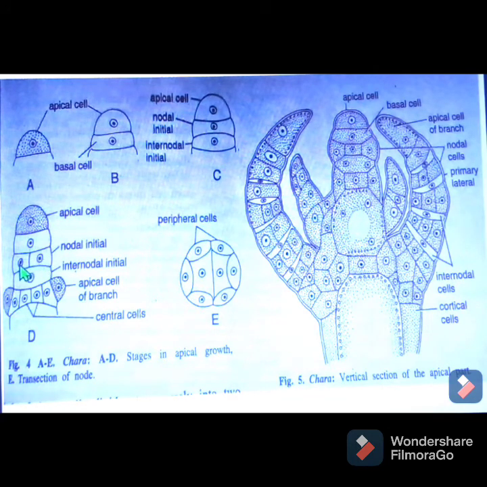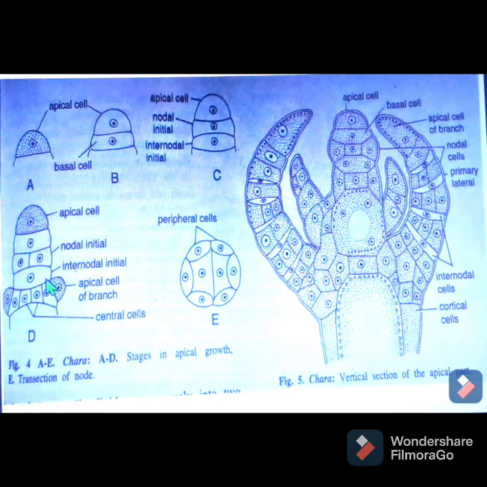Whereas the nodal initial, if you take a look at the transverse section, you can see only two nodal cells which have divided vertically, but actually these two cells are surrounded by the peripheral cells, around 6 to 20 in number, and we have two nodal cells in between. So the primary cells, or the branches of limited growth, will arise from these peripheral cells.